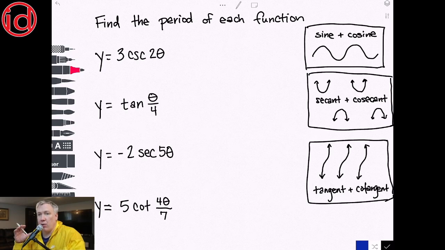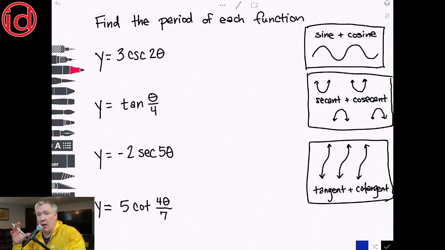In this video, we're going to simply calculate the period of these other functions: secant, cosecant, tangent, and cotangent. And it's pretty straightforward and very similar to the last one. So this video will take a little bit less time, but I do need to introduce a few ideas.